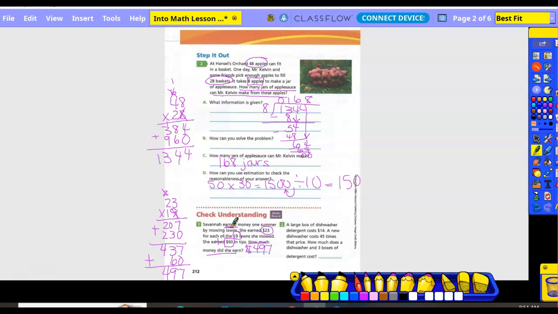Not down. Okay? Number 2, a large box of dishwasher detergent costs $14. A new dishwasher costs 45 times that price. How much does a dishwasher and 3 boxes of detergent cost? Okay? So what am I going to do? I need to circle my stuff, right? Okay. So 14 and 45. Okay, and then 3 boxes of detergent. So is 14 going to be circled and boxed? Yes. And then this is what I'm looking for.